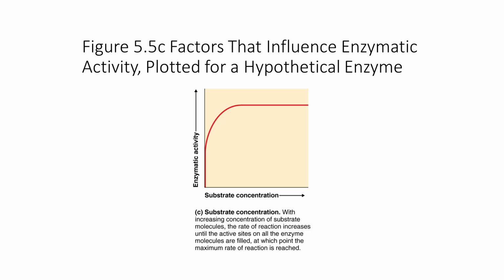This graph of substrate concentration versus enzyme activity shows that as substrate levels increase, the enzyme activity increases dramatically, and as the substrate concentration reaches its maximum or it's saturated, the graph starts to level out because the enzyme's working as fast as it can.